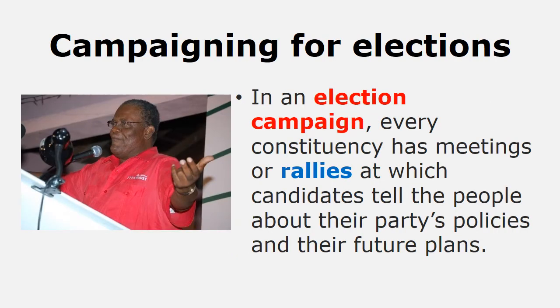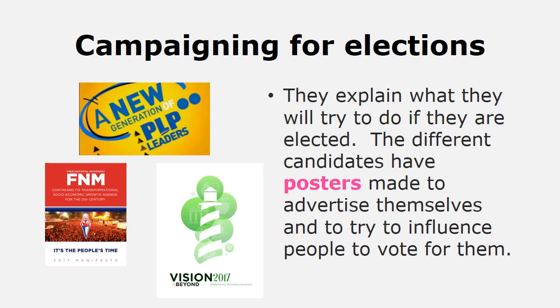Campaigning for election. In an election campaign, every constituency has meetings or rallies at which candidates tell the people about their parties, policies, and their future plans. They explain what they will try to do if they are elected.